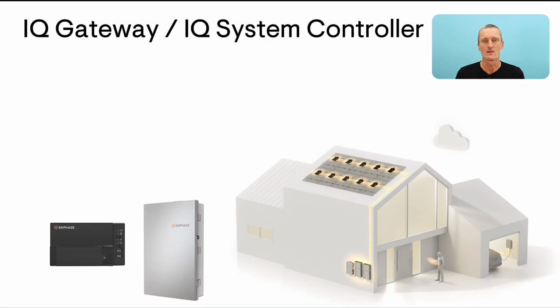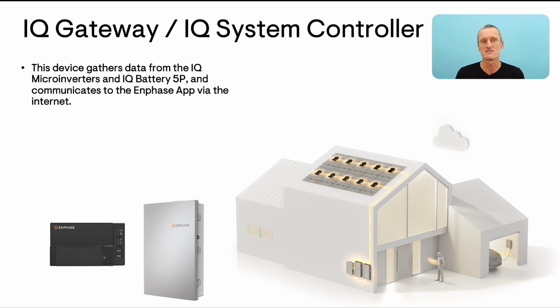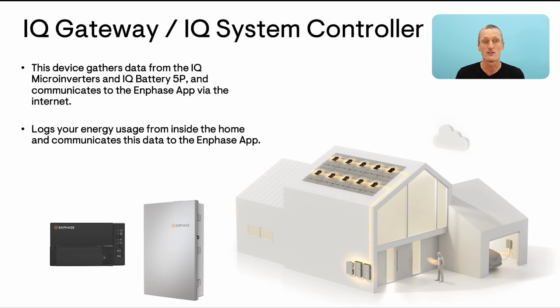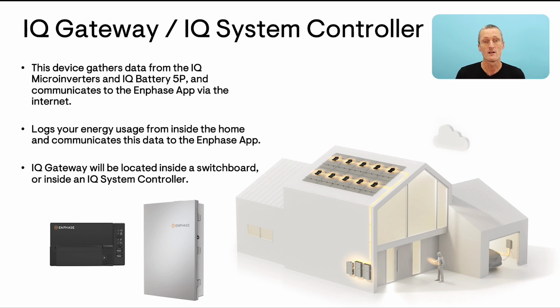IQ Gateway and IQ System Controller. This is a device that gathers data from each of your IQ microinverters and IQ Battery 5P and communicates this to the Enphase app via the internet. An IQ Gateway logs your own energy usage in the home and communicates this data to the Enphase app also. An IQ Gateway will be located inside a switchboard or inside the IQ System Controller. This will be fitted onto an internal or an external wall in your home.